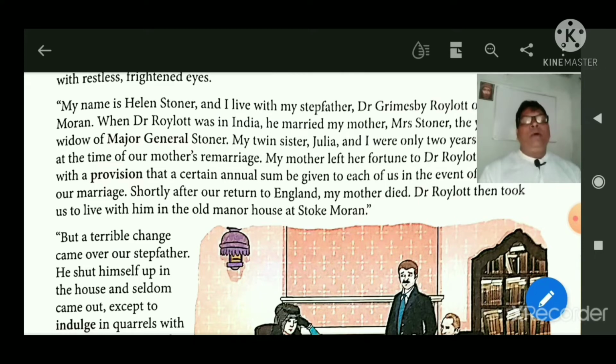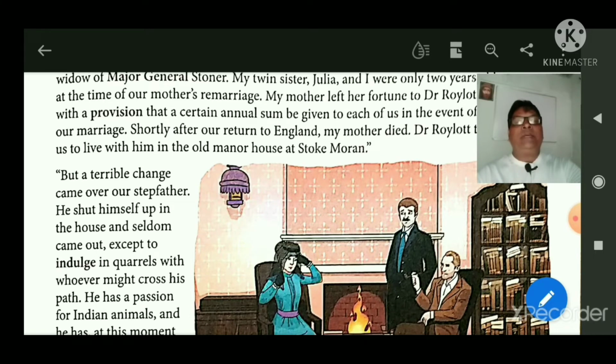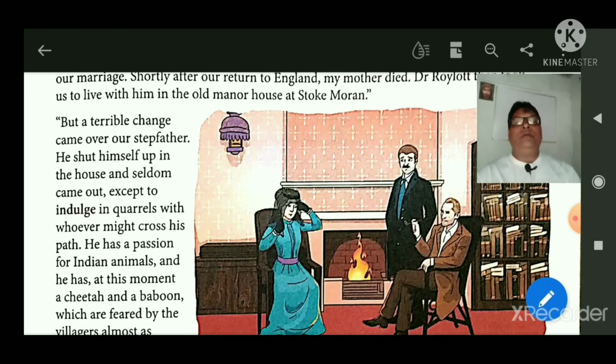So here what happened, after 2 years they came back to England by the time her mother died, Helen's mother died. But a terrible change came over our stepfather. He shut himself up in the house and seldom came out except to indulge a quarrel with whoever might cross his path.